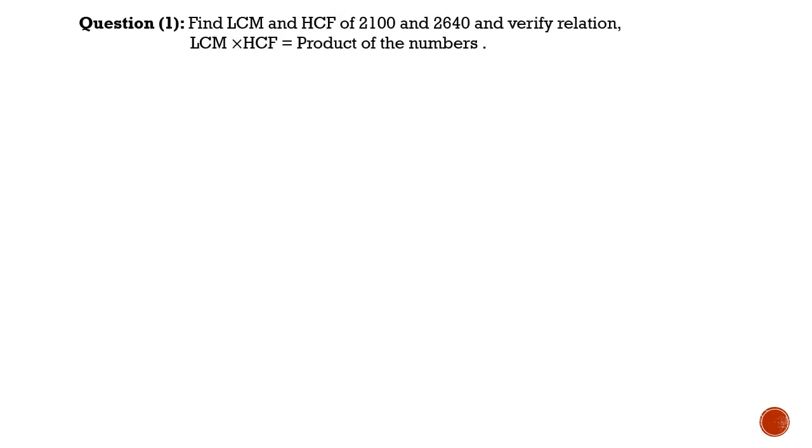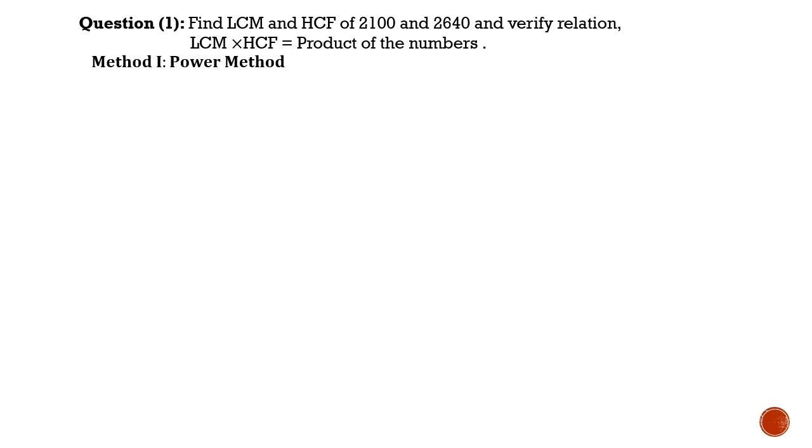Now let us discuss a question based on this concept. We are going to find the HCF and LCM of the given numbers, and we will also verify the relationship between HCF, LCM and the product of the numbers. So the question is: find the HCF and LCM of 2100 and 2640 and verify the relation LCM into HCF is equal to the product of the numbers. Let us solve this by using the power method first. I will always prefer this method rather than going with our orthodox method.